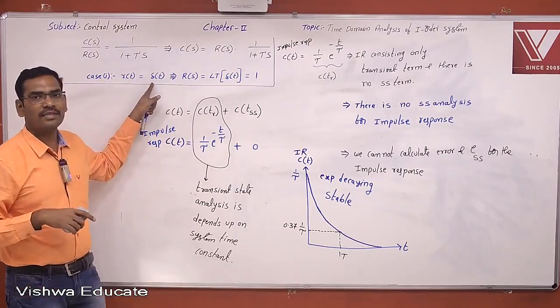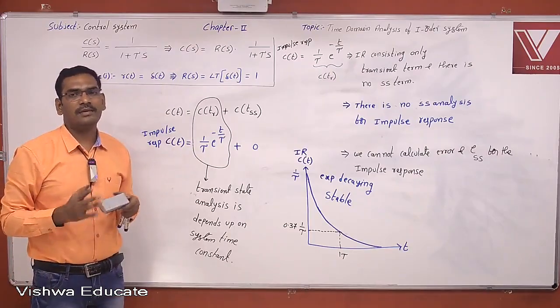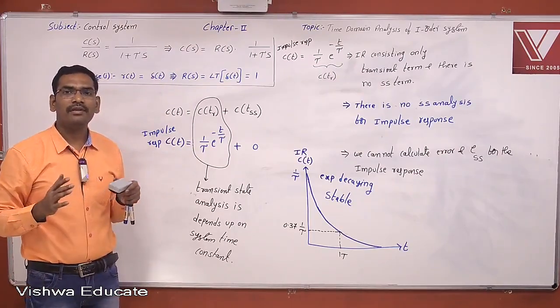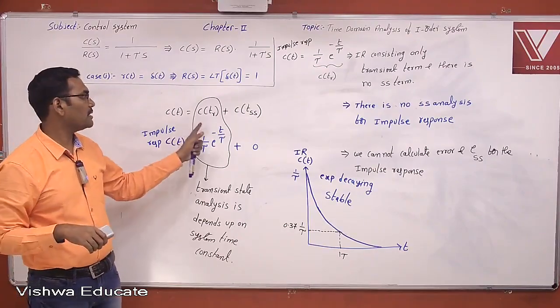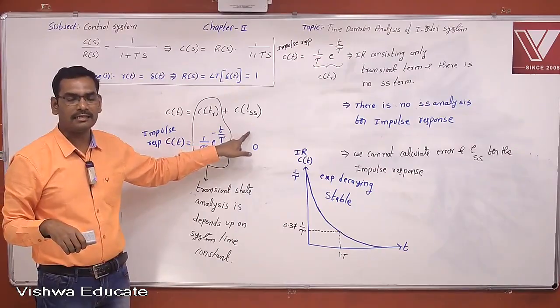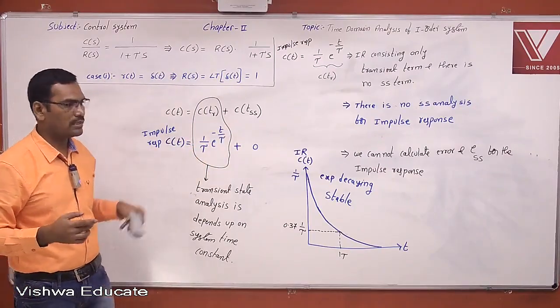We started with the impulse response. Now we'll see case 2, which is the step response or unit step response. That will give the complete time domain analysis. There you can find both transient state analysis as well as steady state analysis, and you can measure the error analysis also. Okay. Before we see that, take a copy of this.